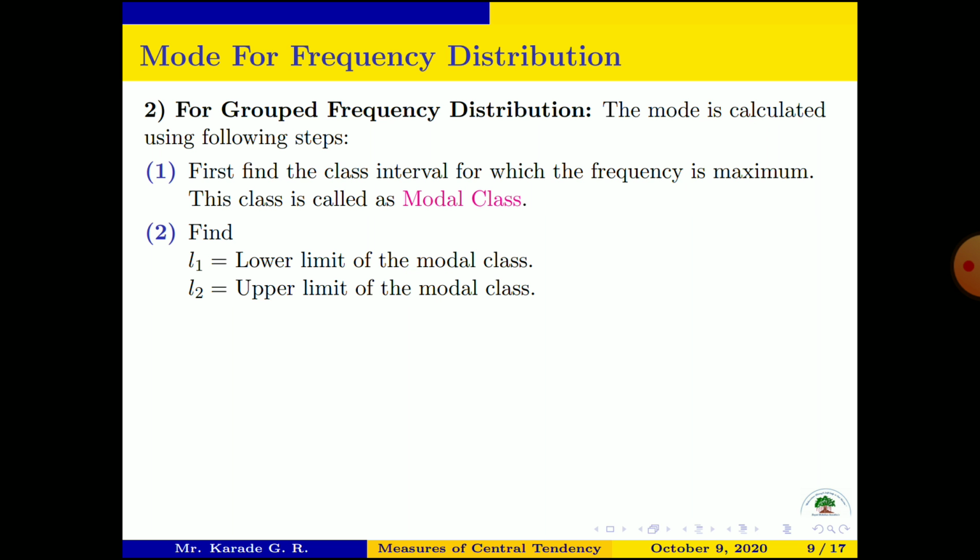L1 and L2: L1 is the lower limit of the modal class, L2 is the upper limit of the modal class. F1 is the frequency of the modal class.